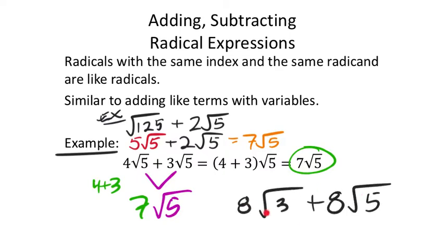These can't be combined. This is simplified, it's done. And I put the 8s there on purpose because some students are like, well, 8 and 8 is 16. That's true, but it's not the square roots. It's the square roots that have to match. I don't care about the numbers on the outside if they match. So the roots have to match like we see here and here.